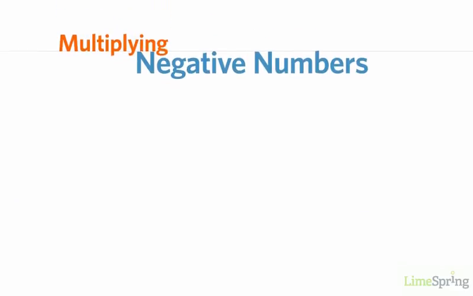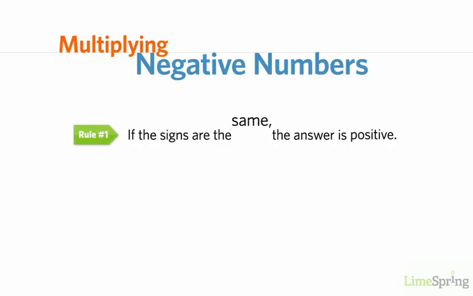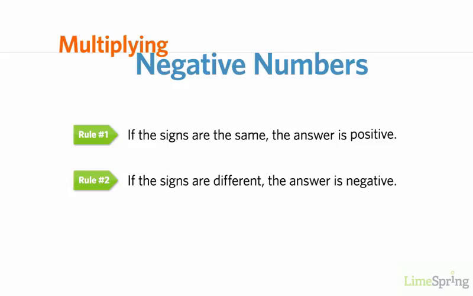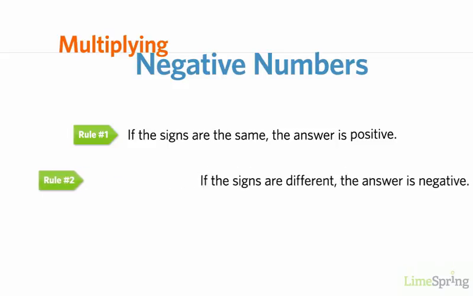Okay, let's do 2 more multiplication problems, and then we'll do some division problems. Remember, if the signs are the same, the answer is positive. If the signs are different, the answer is negative. Here's the first problem. Negative 2 times negative 3 times negative 4.